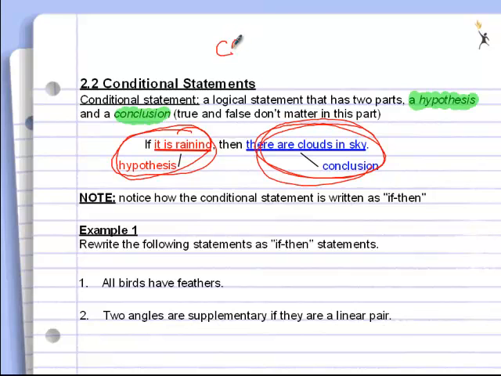This ties in a lot with cause and effect. If it is raining, the cause, then the effect is there are clouds in the sky. We're going to practice that. We're going to practice rewriting some of these statements as if-thens.